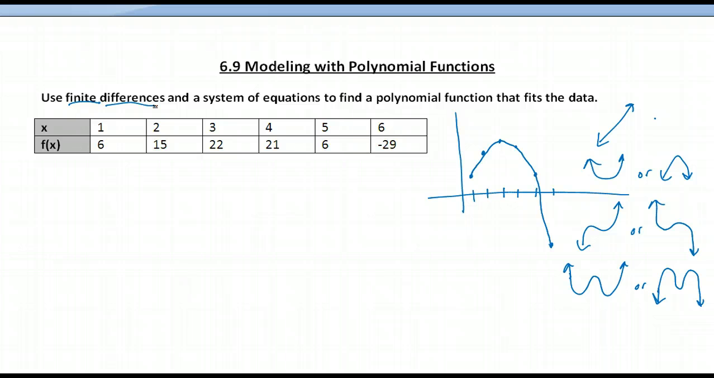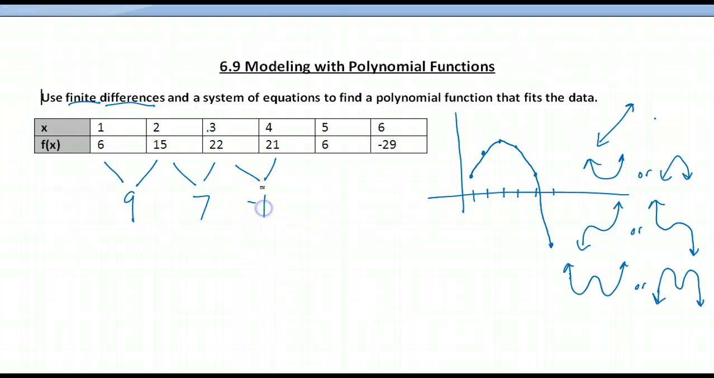To figure out the finite differences, we need to make sure that our numbers in the x column go in order. 1, 2, 3, 4, 5, 6. And then we take our outputs and we subtract them. So I'm going to take 15 minus 6. And then 22 minus 15. And then 21 minus 22.